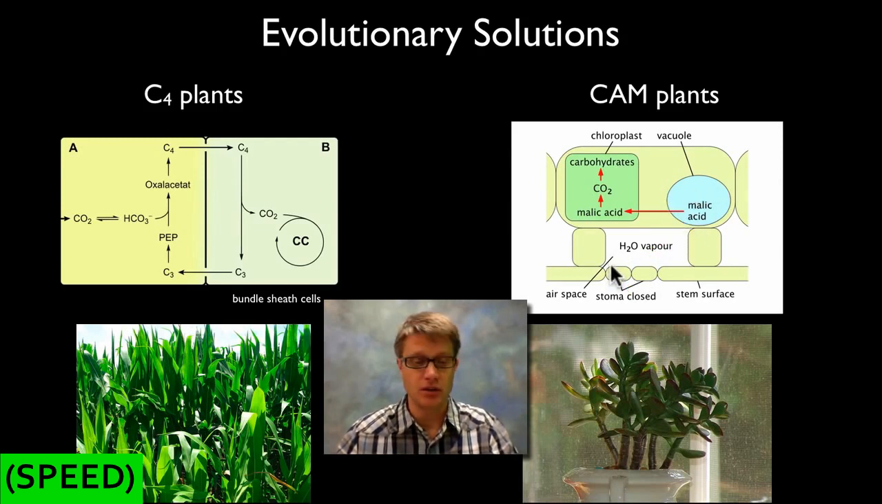Okay, so now when it's daytime, what they can do is they can close the stomata because they don't want to lose water. And now they can actually take that carbon dioxide out of the malic acid, and they can use it in the Calvin cycle to make sugars. So the great thing about a CAM plant is, again, they're only taking carbon dioxide at night when it's cool, and then during the day they can close their stomata and they don't lose water.